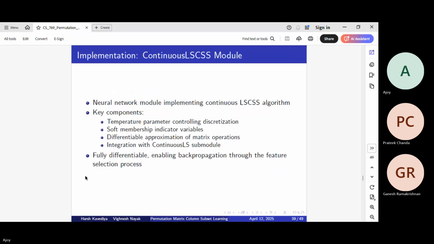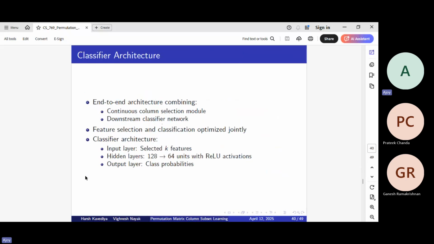So our idea is to use a neural network module implementing these algorithms. We have already implemented it and tried it on a subset of data, and we would like to share a bit of our results as well. This is the architecture that we used. We used a continuous column selection module, which we defined using the paper, and then a downstream classifier network to check whether the reconstructed matrix gives us similar results as compared to the original matrix on classification tasks.